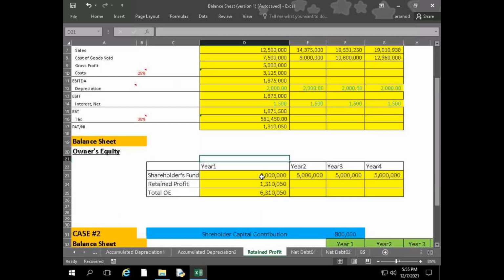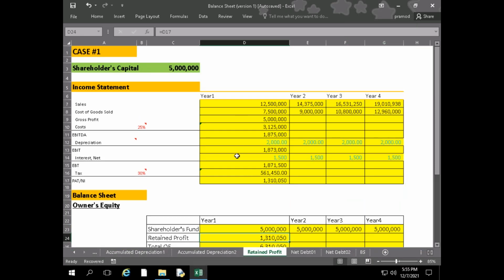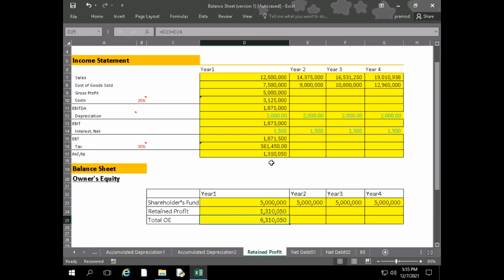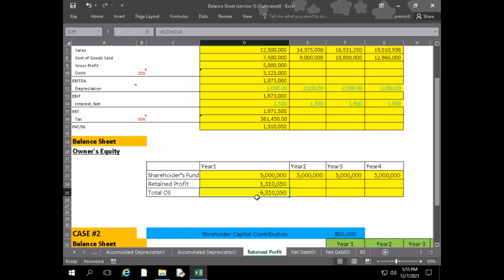So in the owner's equity, think that shareholder funds I have by default. So 50,00,000 I'm giving as shareholder funds. Retained earning, copy from this PAT, from your income statement. Equals, just select and copy. Once you find everything here, you just drag it out. Total equity is nothing but the sum of shareholders' funds plus retained profit. So that is your total owner's equity. So this is the same.